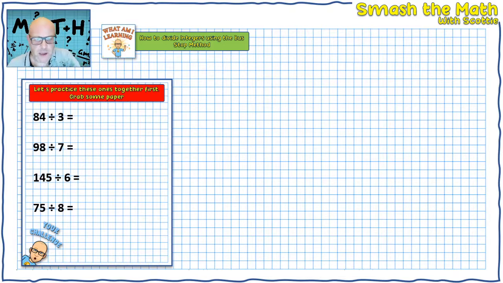Okay, so let's start with the first one here. We've got 84 divided by 3. Okay, so 84 divided by 3 equals something. Let's work out what it is. So draw your bus stop, and we're going to say 84 goes in the bus stop divided by 3.